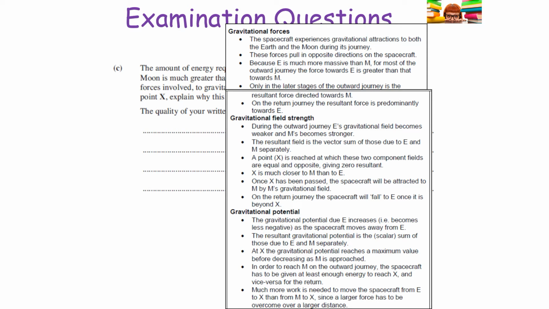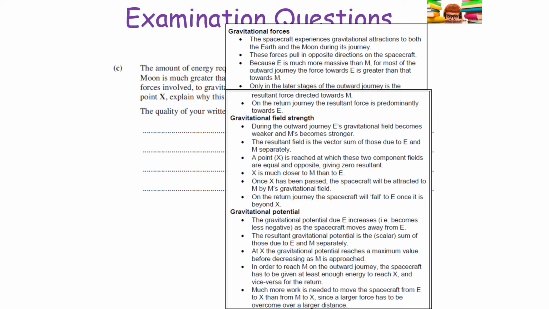For gravitational forces, the spacecraft experiences gravitational attraction to both the Earth and the moon during its journey, because it'll be in both their gravitational fields, so it'll be attracted towards each of them. These forces pull in opposite directions on the spacecraft, because one's pulling towards the Earth, one's pulling towards the moon. Because the Earth is much more massive than the moon, for most of the outward journey the overall resultant force is towards the Earth as opposed to towards the moon, and only in the latter stage of the outward journey is that resultant force towards the moon, because you're much closer to the moon at that point. On the return journey the resultant force is predominantly towards the Earth, because that is going to be producing the larger gravitational force.